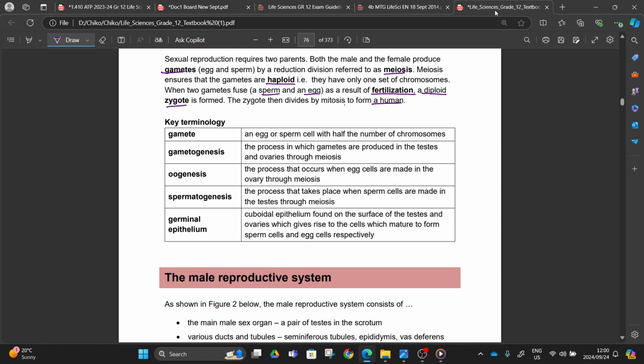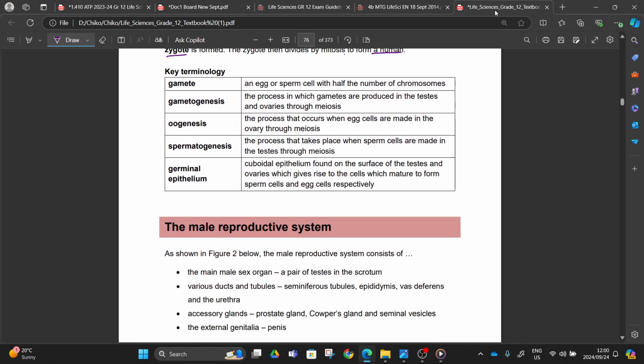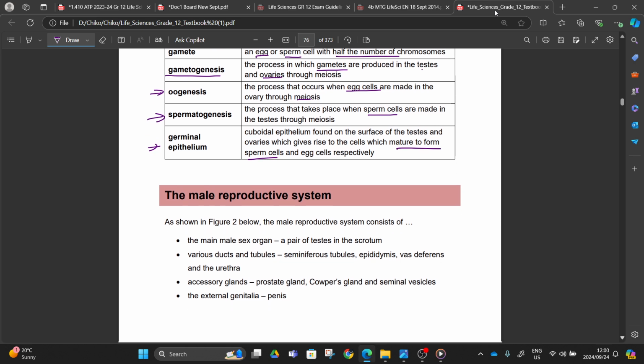And from there we have our key terminology. Gametes are the egg cell and the sperm cell, with the number of chromosomes halved. Gametogenesis is the process where the gametes are produced by our testes and ovaries. In our testes we see spermatogenesis, where the sperm are produced, and in our ovaries we see oogenesis, where our egg cells are produced through meiosis. Then we have the germinal epithelium, made of cuboidal epithelial cells found on the surface of the testes and ovaries, which mature to form a sperm cell and an egg cell respectively.